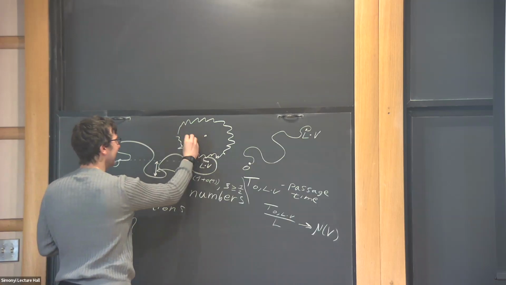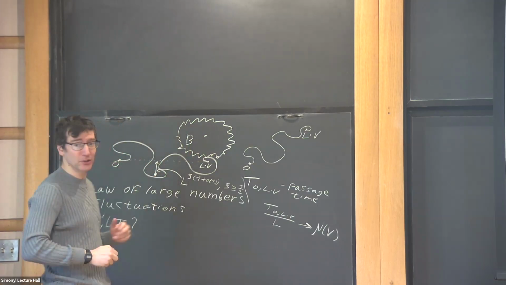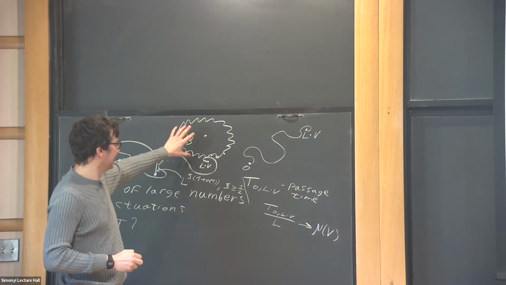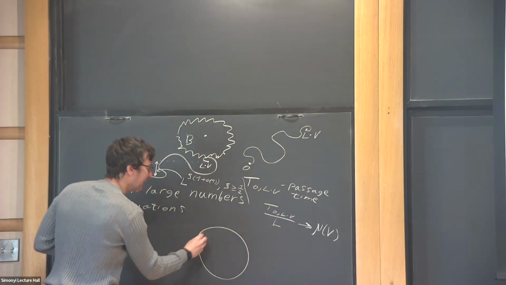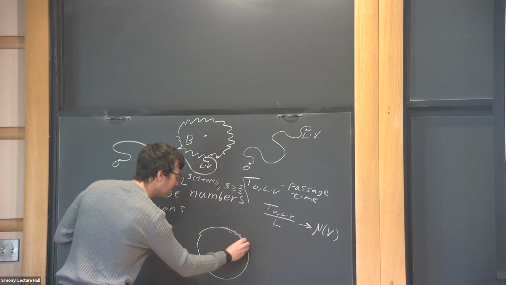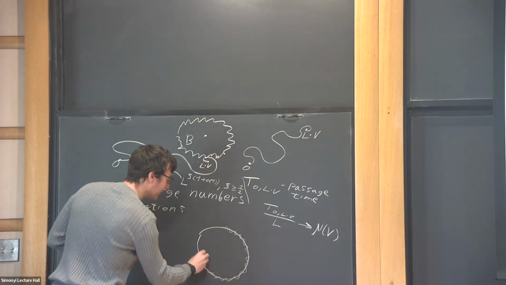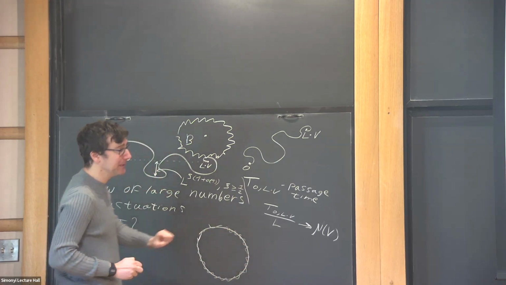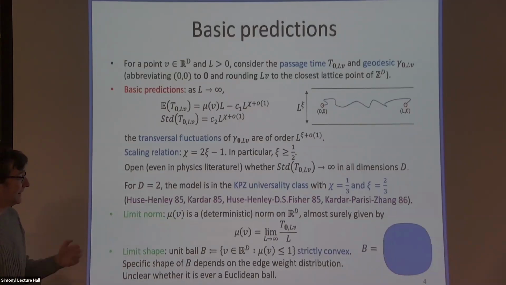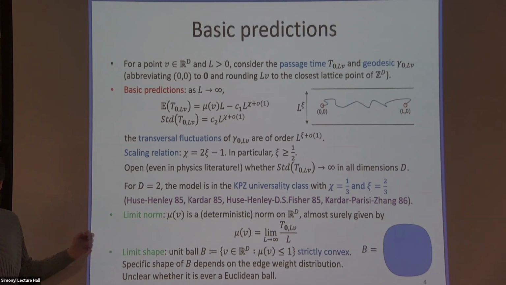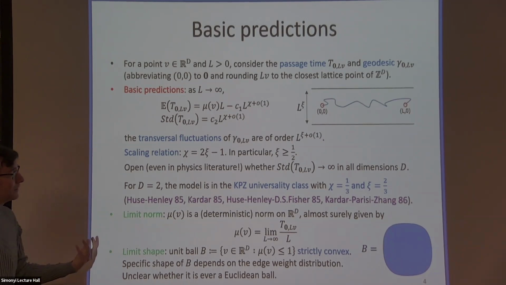And as one can actually prove, this is some kind of ball. That is, there is some deterministic shape upon which you have some smaller order fluctuations. And this deterministic shape, this is given by these values mu of v, and it is what we call the limit shape. And a basic question in the picture is, how does the limit shape look?